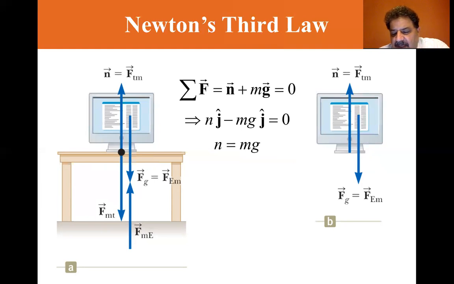Forces acting on the monitor are Fg and N, as shown in figure B. FME and FMT are exerted on objects other than the monitor.